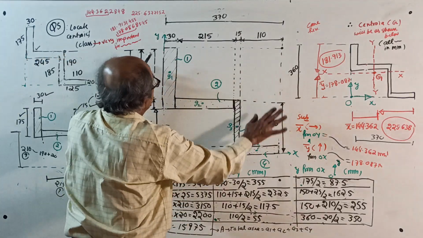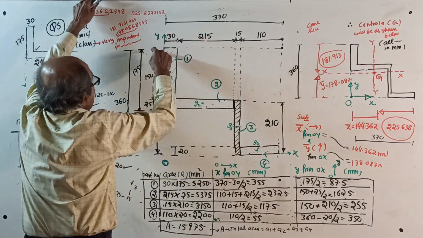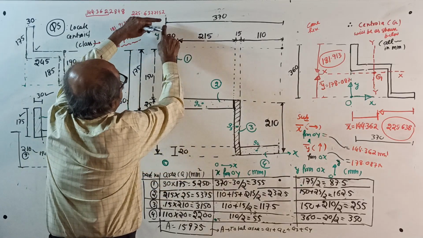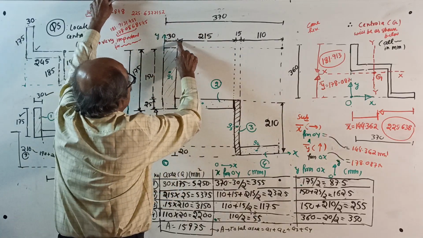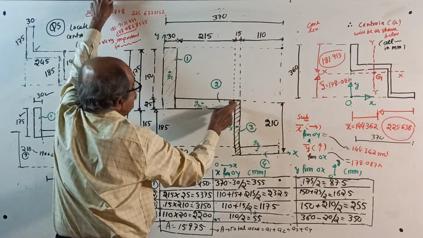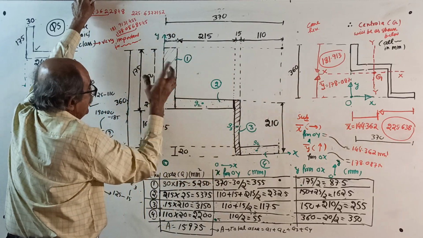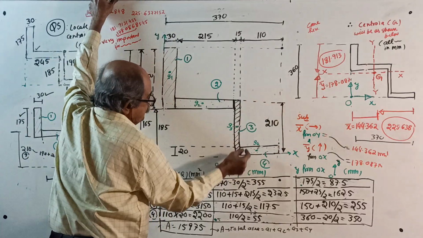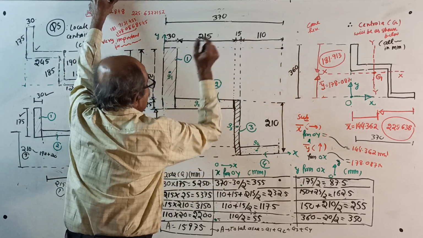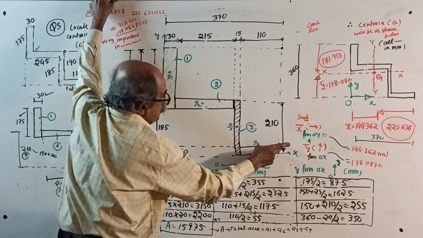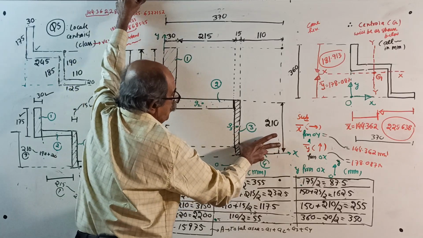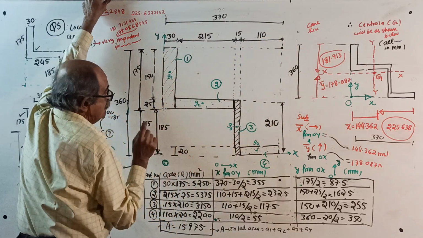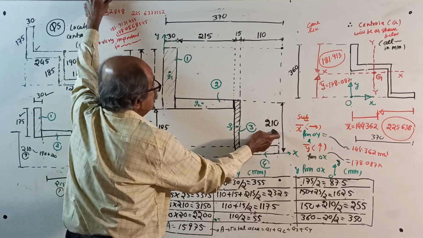Draw one more neat sketch. See here: 30 by 150, first rectangle. Second rectangle: full base is 215 width and thickness is 25. Cleared. Next rectangle: full depth is 210, thickness is 15, where I wrote 15 here. That also is clear. Last one: only this width is 110, thickness is 20. I wrote it here. Now these are all over.